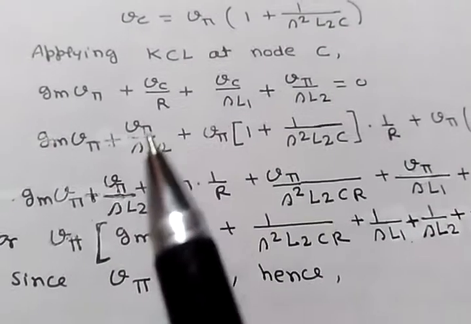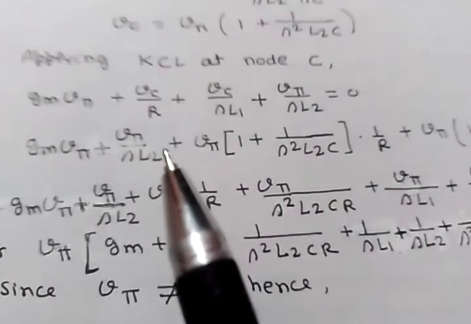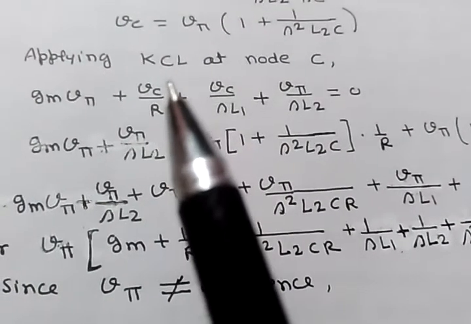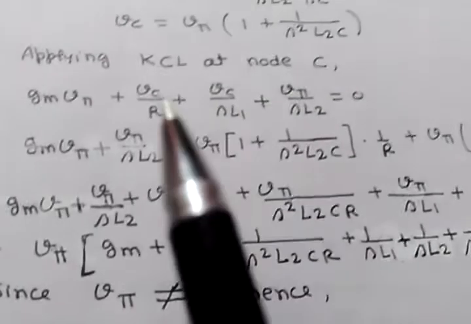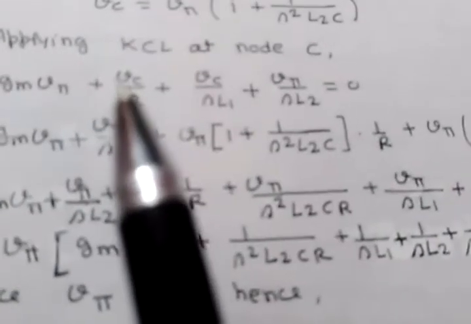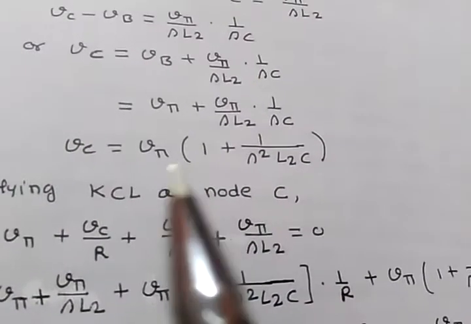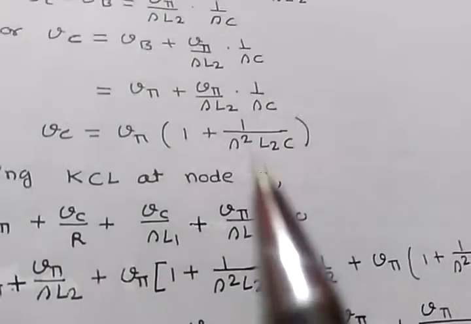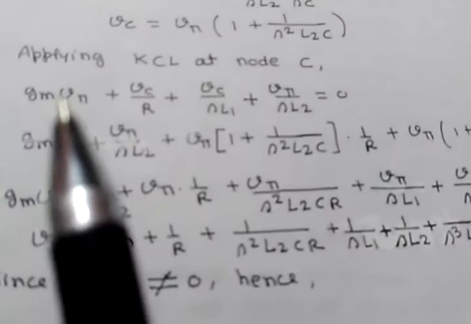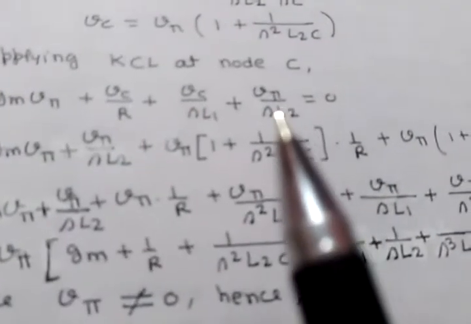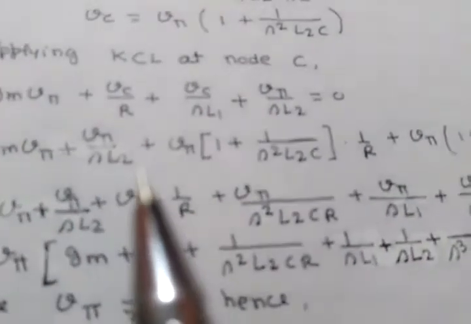Now, at the place of VC, at this point and at this point, write VC equals V pi (1 plus 1 upon S square L2C). First I have written this term and then this term, V pi upon SL2.